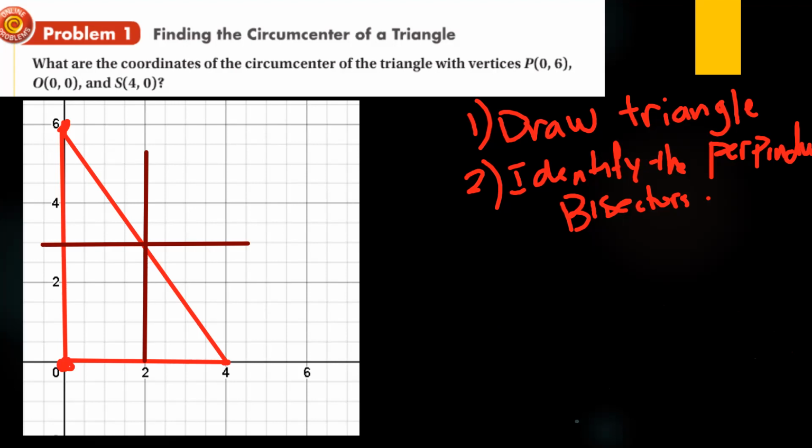Okay. Now, after I draw the lines here, I need to find the coordinates of the circumcenter. Where is the circumcenter here? The circumcenter is a point. Where? 2, 3. Yeah, bravo. The point where the perpendicular bisectors intersect, we call the circumcenter.